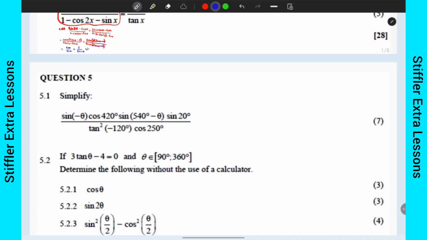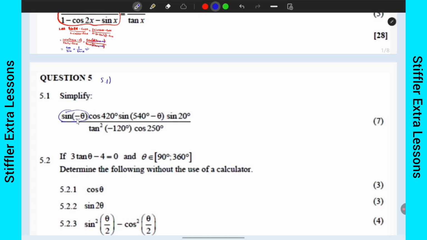However, this will be very, very simple. How do you simplify? You simplify each ratio by each ratio, one by one, without a rush. So let's see how we can do this 5.1. On 5.1, we can see that at first we're having sine of negative theta.